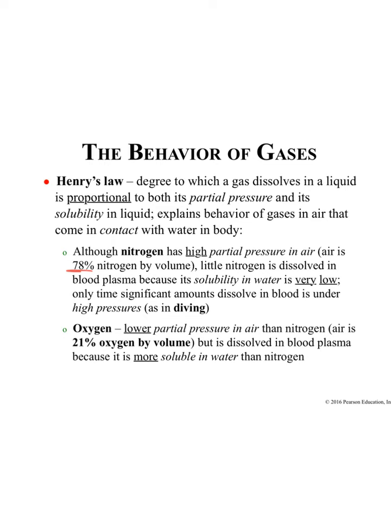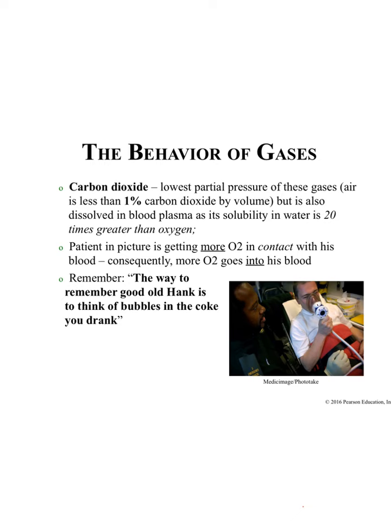Oxygen, of course, dissolves in blood plasma a lot better because it's more soluble. It has a higher solubility, even though the partial pressure is much lower at only about 21%. Carbon dioxide has the lowest partial pressure of the gases, 1%. However, the reason we have so much in the blood is that it's very soluble in water. It's 20 times more soluble than oxygen.